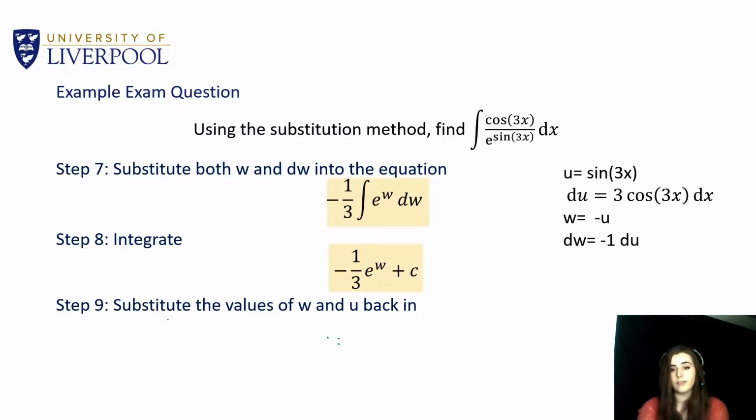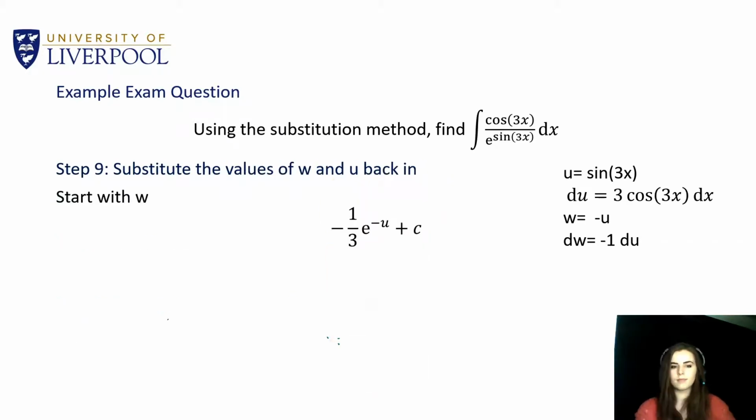And now what we need to do is substitute the values of w and u back in order. So first we'll start with w because that was the most recent one that we did. So you get minus a third e to the power minus u plus c. And then we just need to do the same with u. So doing that and replacing the minus u, we get minus a third e to the minus sin 3x plus c. And that there is our answer. We've done it.